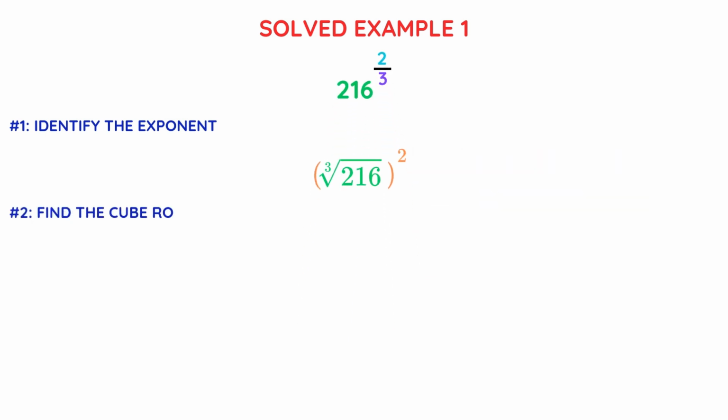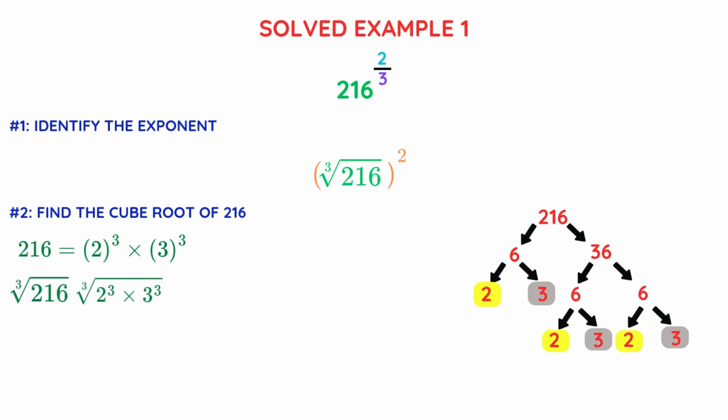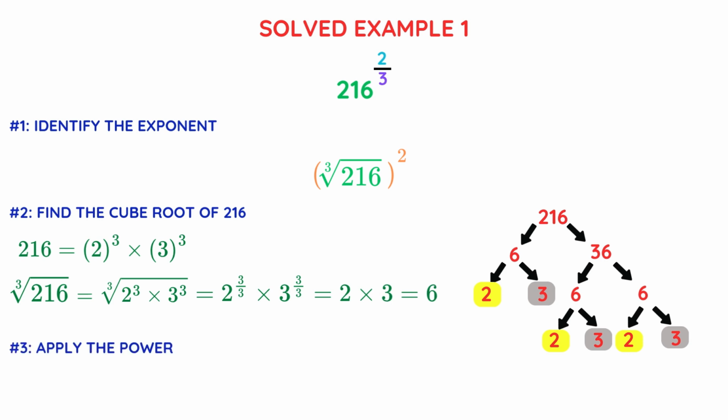Next, find the cube root of 216. By prime factorising, we find that 216 is equal to 2 cubed multiplied by 3 cubed. Therefore, the cube root of 216 is 2 multiplied by 3, which equals 6. Then, apply the power. 6 squared is 36. The final result is 36.